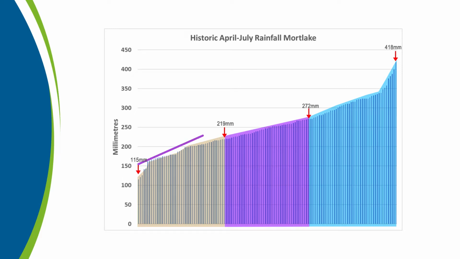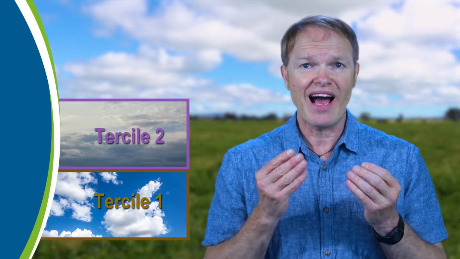The boundary between lowest on record, 115mm, and the first third of the data at 219mm is defined as Tercile 1. Between 219 and the second third of the data at 272mm is Tercile 2. And between 272 and the highest on record at 418mm is Tercile 3. Practically, the lower tercile is the drier third of records, the middle tercile is close to average, and the upper tercile is the wetter third of all records.